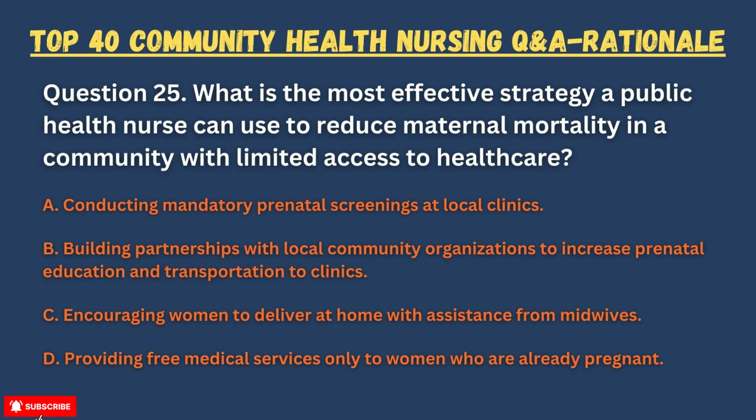Question 25. What is the most effective strategy a public health nurse can use to reduce maternal mortality in a community with limited access to healthcare? A. Conducting mandatory prenatal screenings at local clinics. B. Building partnerships with local community organizations to increase prenatal education and transportation to clinics. C. Encouraging women to deliver at home with assistance from midwives. D. Providing free medical services only to women who are already pregnant.